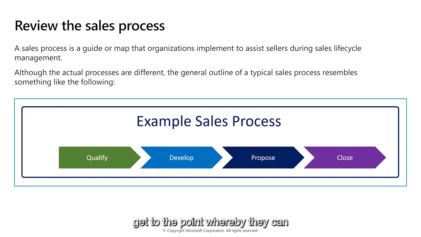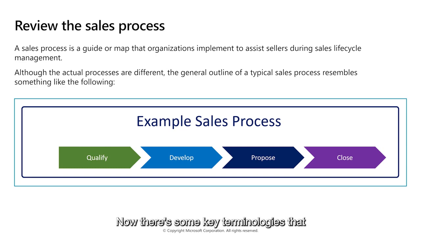They will develop them to get the relationship going with them, to get to the point whereby they can then propose something to them. We want to sell you this product. We think you'll be really interested in it. Or we want to offer you this service. We think you'll be really interested in it. And then the potential customer confirms, and they want to go ahead with it. The deal is signed. And at that point, they close it off.